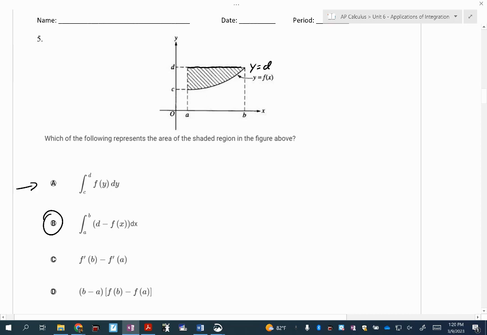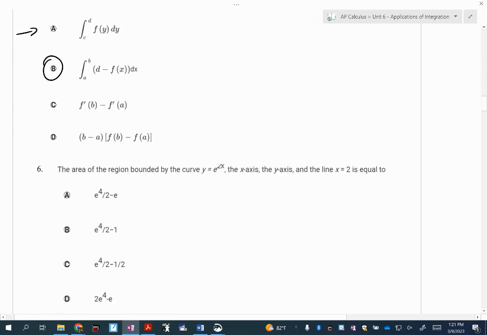Now, I want to talk about a for a second. If this area had also been included, right? It's not, right? It's a gap there. But if that area had also been included, then letter A would be okay, because you can also integrate with respect to the y-axis. So the integral from these limits of integration of our function written as f of y as opposed to f of x. So we're going to do that a little bit later in some of these problems where we have to rewrite our function. All right, so the answer for 5 is B.